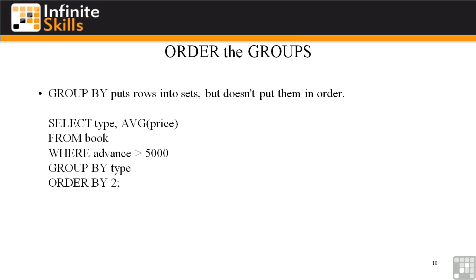Now here's the deal. Remember that the where clause is applied first before anything else. It'll do where advance greater than 5,000 and eliminate all those rows, and basically just return the ones where the advance is greater than 5,000. Then internally, it'll do the averaging on the price after it's eliminated those rows, and that'll group them and it'll sort them. So let's go ahead and try this.